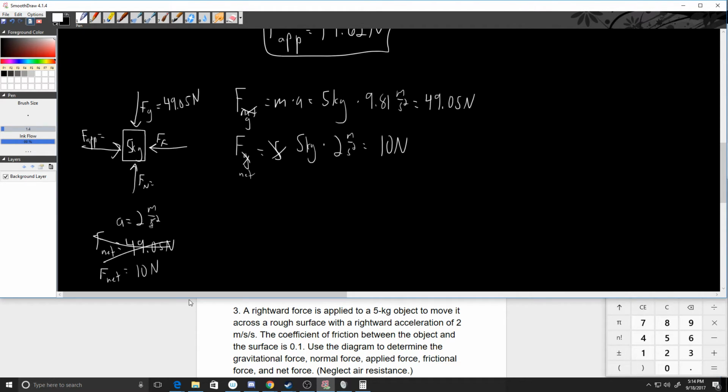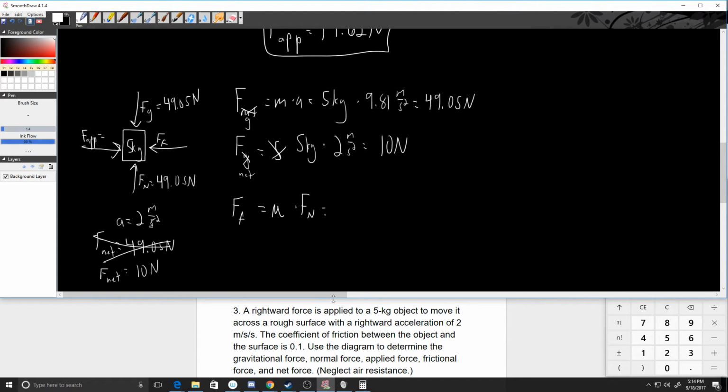All right, that'll be important here in a bit. Force of gravity, though, we already found 49.05 newtons downward. That means our normal force is 49.05 newtons upward. Now, using our new equation, we have the force of friction is equal to the coefficient of friction times the normal force.